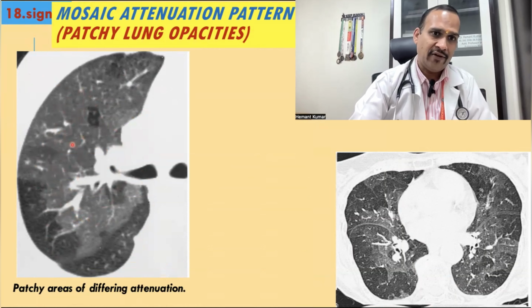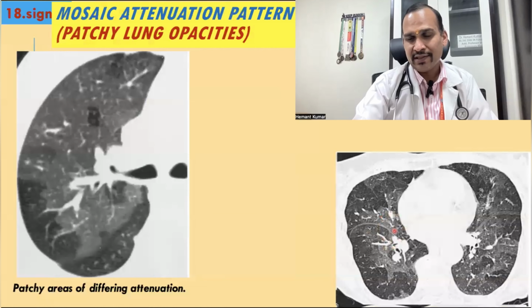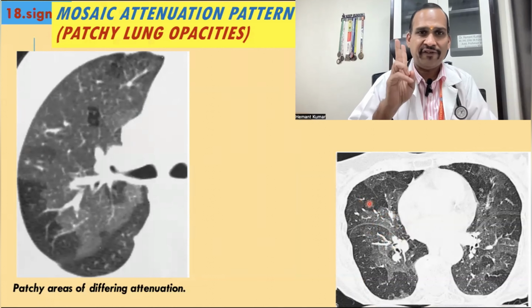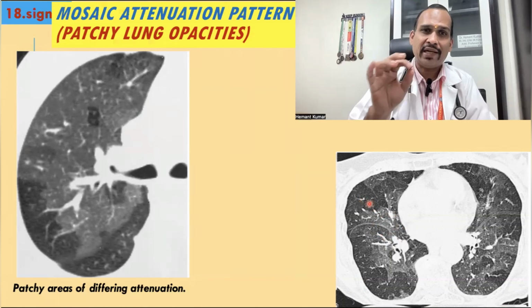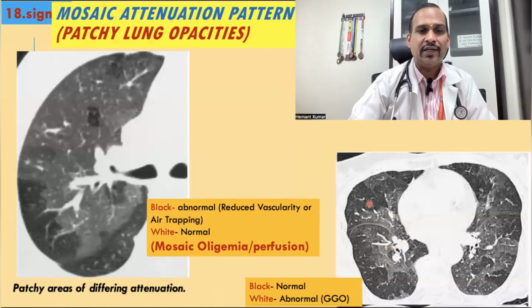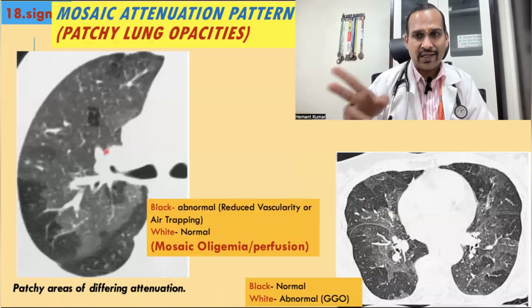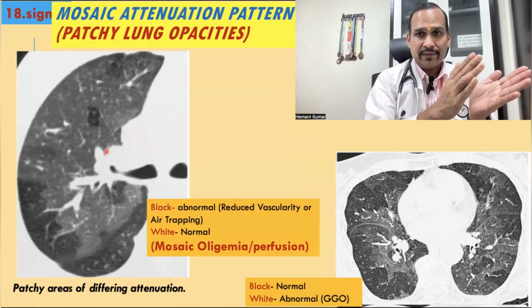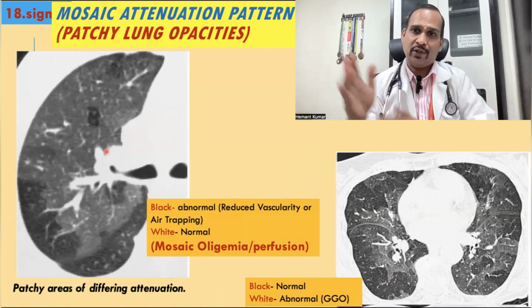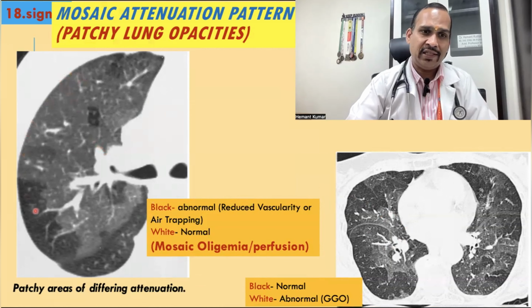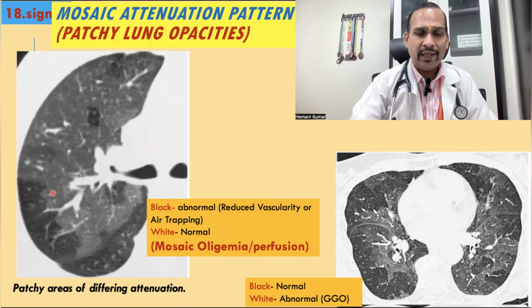Can you see this is white, this is black. The two different densities are called mosaic attenuation pattern. So now two things are there. Which one is abnormal, which one is normal? If you see this CT scan, black could be abnormal.